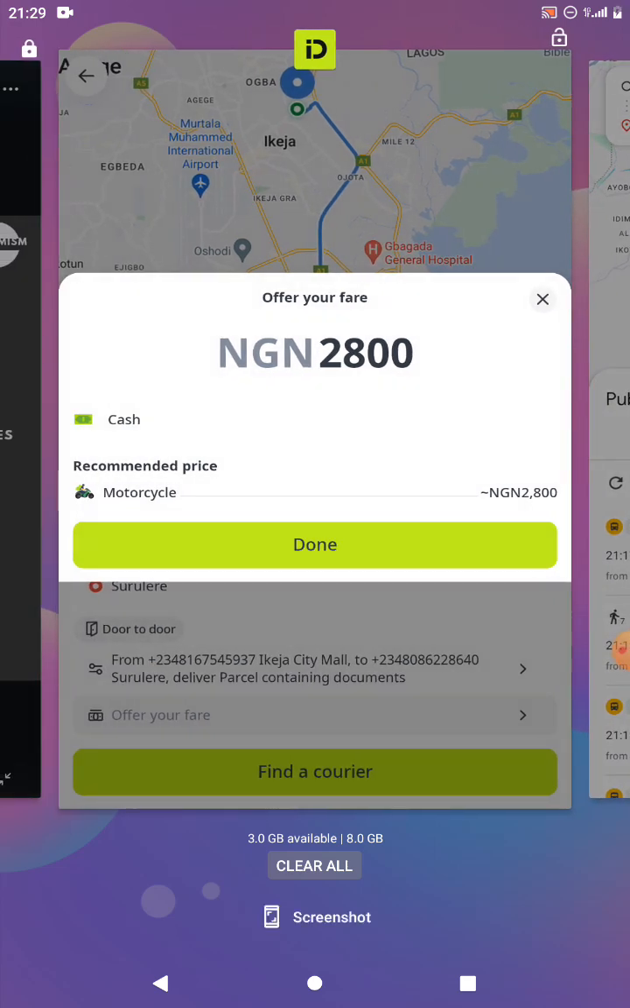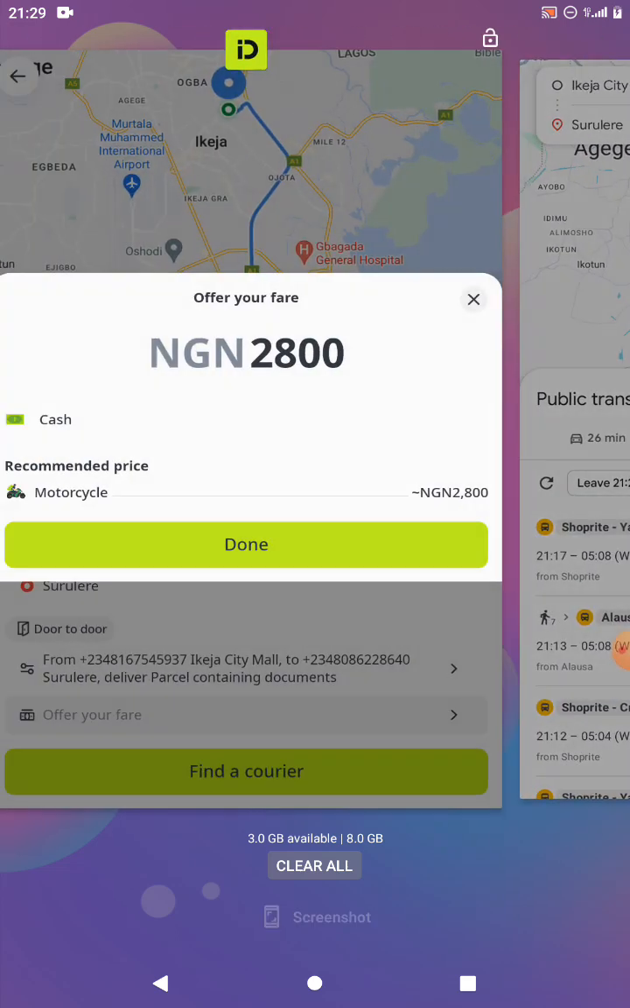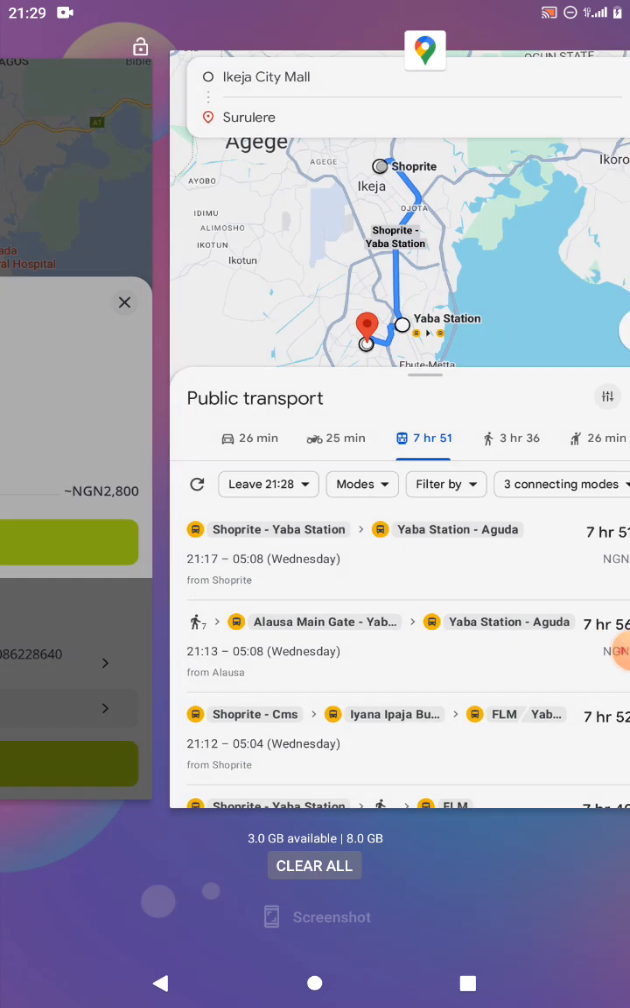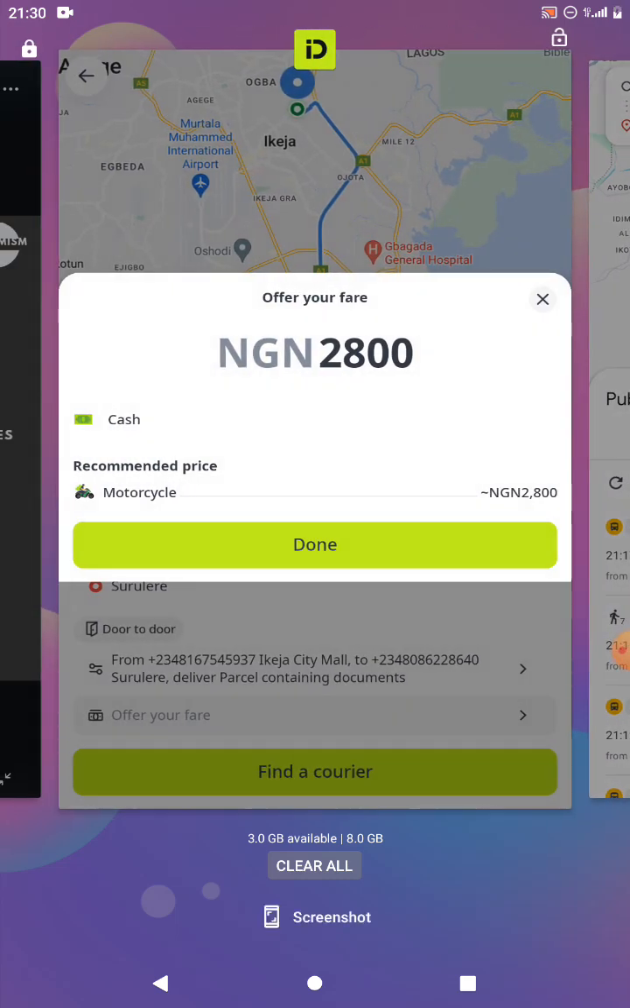Okay, so if you go and check on InDrive, you see InDrive is saying that the recommended price for that distance, a distance of 25 minutes, is around 2,800. So this automatically tells you that if it is a distance of 50 minutes, which is 25 times 2, then it's going to be 2,800 times 2. That means you will charge him 5,600. Hope you are getting what I'm trying to say.